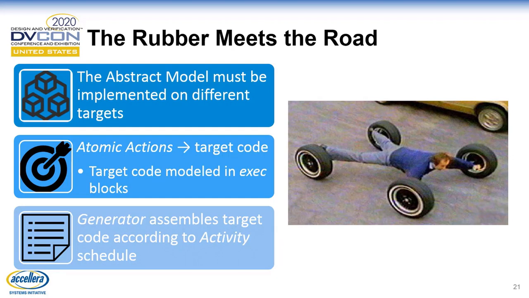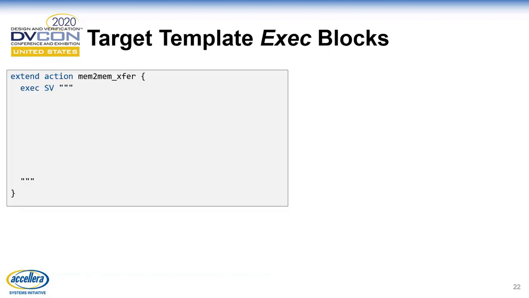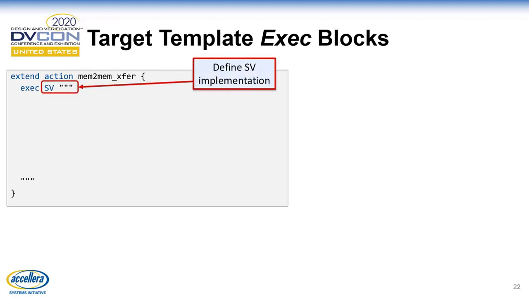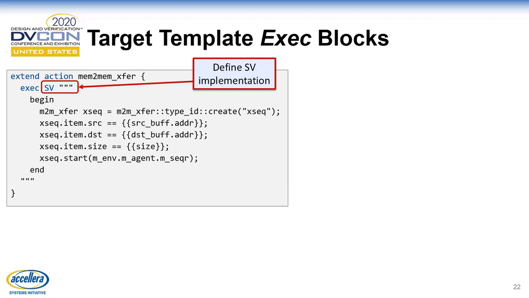And for each target code that we have, we're going to have an exec block that is going to represent the implementation of that behavior, right? So we have 2 ways of doing that. We have what we call a target template exec block. So you can say, this is going to be SystemVerilog code. So it tells the code generator, I have SystemVerilog code. And in it, I'm going to put actual SystemVerilog code. In this case, I'm going to be kicking off a sequence. Right? We use the double brace notation to pass PSS arguments down into the template.